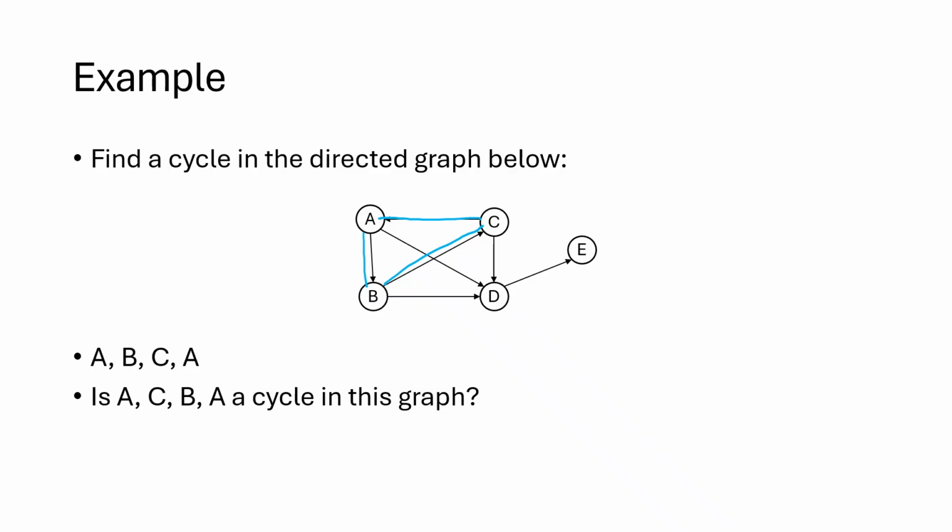Now, the next question is, how about ACBA? Is that also a cycle? And the answer is no, because similarly to path, we already covered this, there is no edge going from A to C, so this is not considered a cycle.